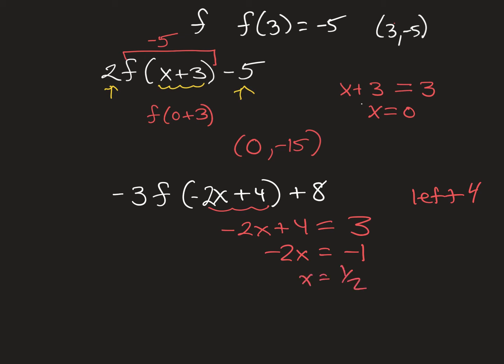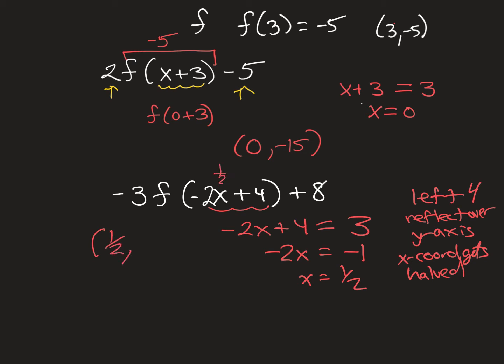So again, reflect over the y-axis. So negative x values become positive, and positive would become negative, and then the x coordinate gets halved. So it's a horizontal shrinkage. All right, so my new coordinate for x is 1/2. And if you want, you can plug it in for x and double check that I indeed am evaluating f of 3, because again, that's the only thing I know. And that ends up being the case.